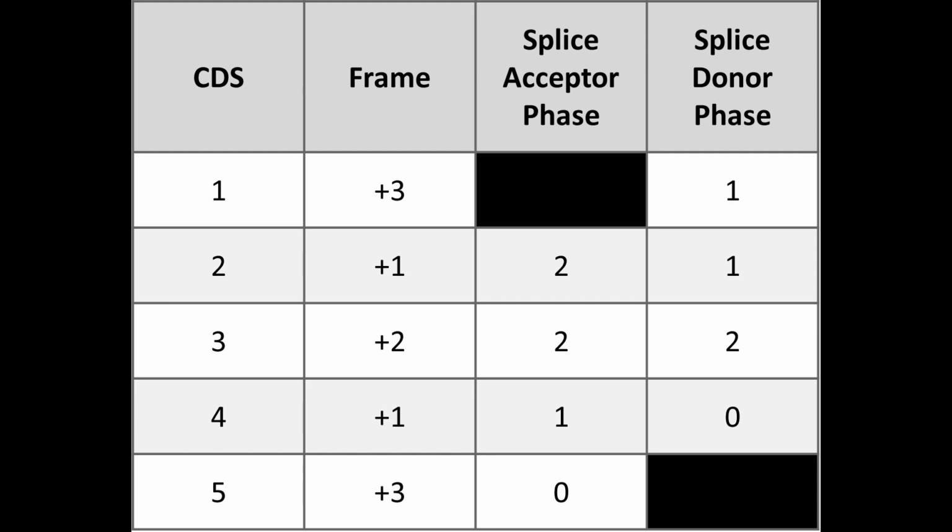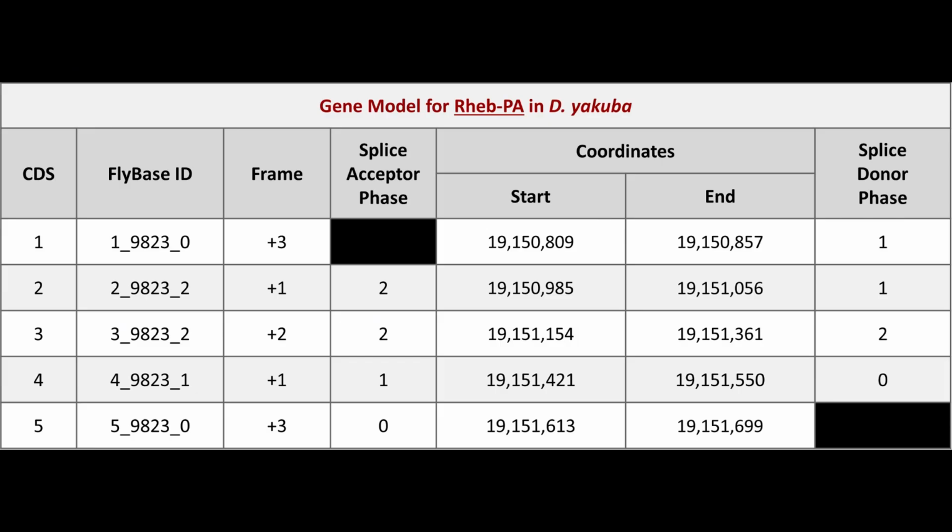Taking into account the splice site phases we found in part 6.3 and using parts 6.4 and 6.5 as a guide, you will be able to find the start and end coordinates of the remaining coding sequences for the gene model of Reb PA in D. Yakuba. Remember that we do not include our stop codon coordinates in our CDS5 ending coordinates, and that we must write them down separately.